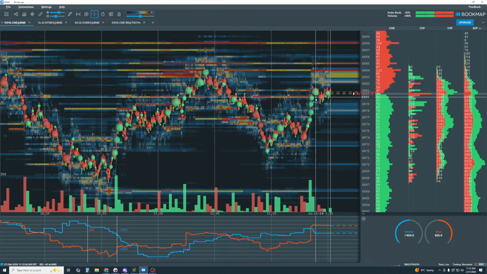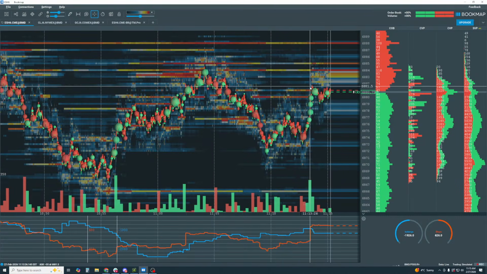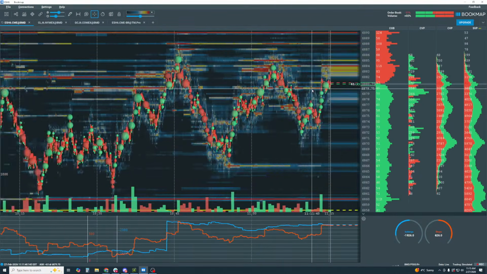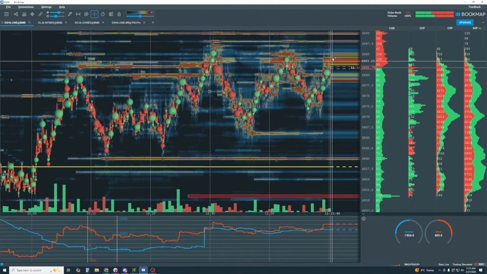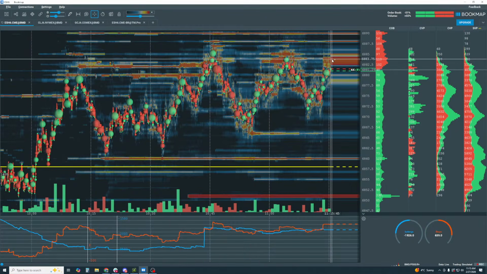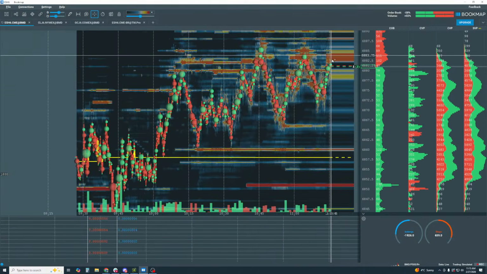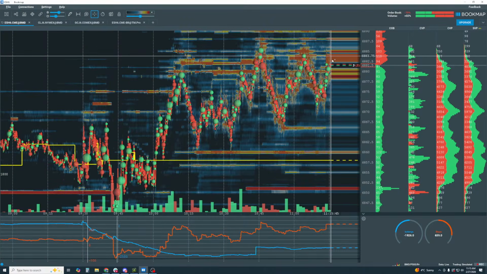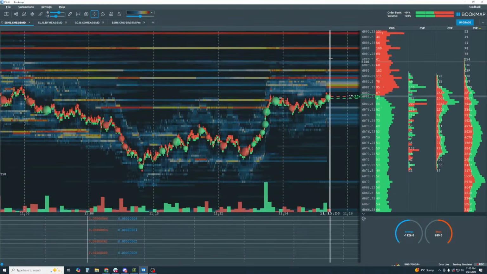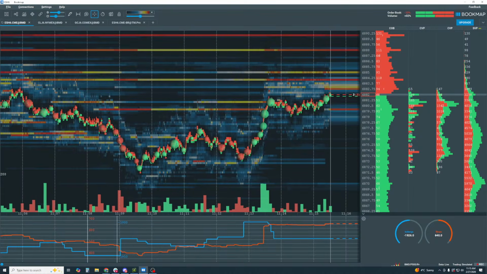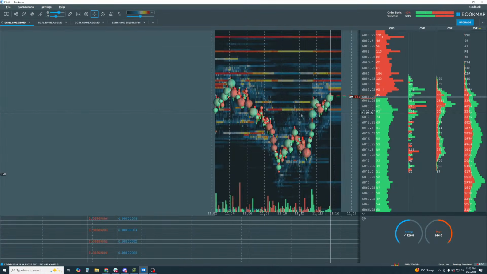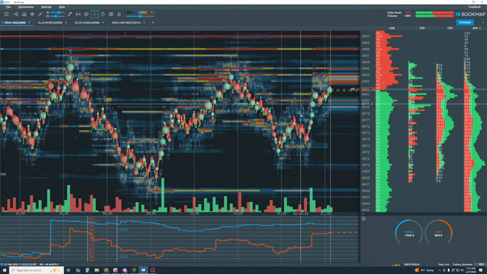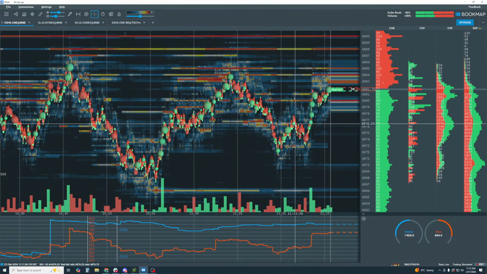Now again, in this time frame and in what we're seeing in here, that's a big question for yourself. What time frame are you trading?